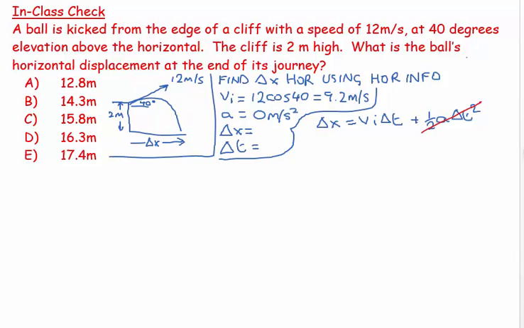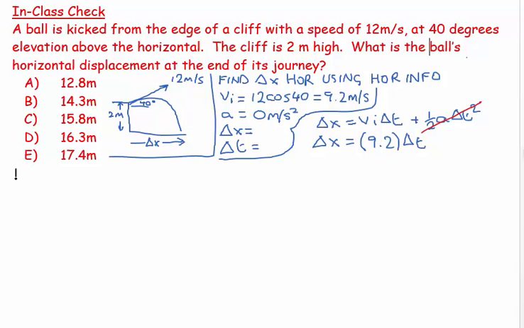But all that means is we end up with a nice, relatively simple expression which says delta x is equal to VI, and we just said that VI was 9.2, times delta t. The problem is, I don't know what delta t is. So it's a two-step problem. So let's try and do the second step.